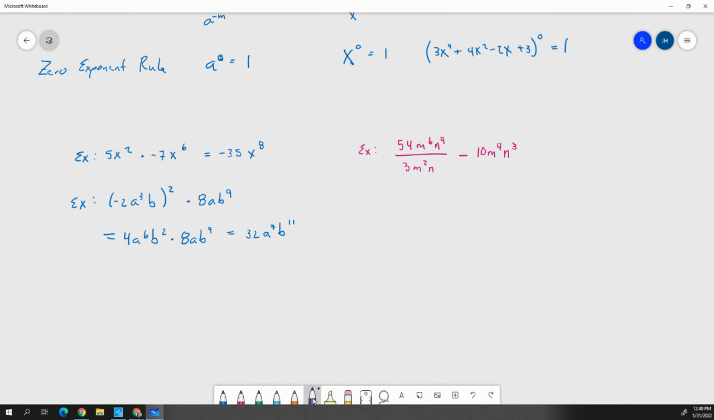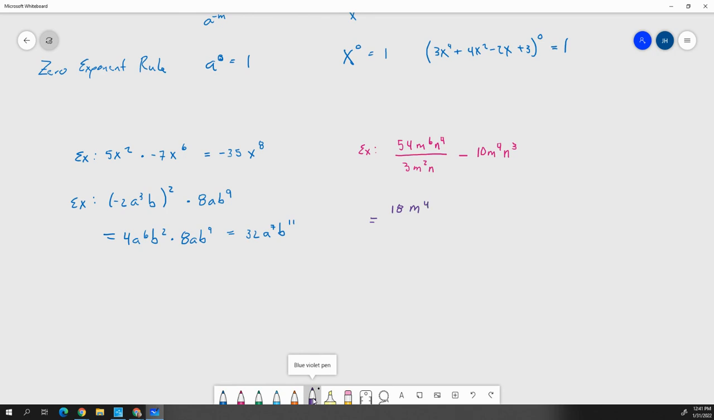So to start, we're just going to start fixing the problem. We've got 54 divided by 3. What is 54 divided by 3? I know it goes evenly in because 4 plus 5 is 9, which is divisible by 3. So this will go in 18, right? Here I have m to the 6th over m squared. That's like saying 6 minus 2, right? M to the 6th minus 2 is going to give me m to the 4th.